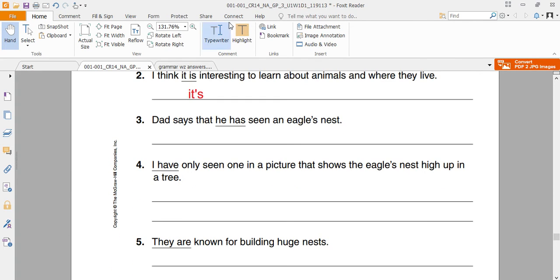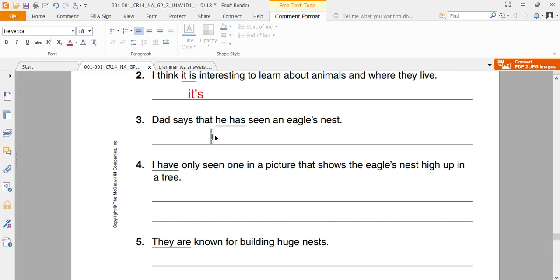Number 3. Dad said that he has seen an eagle's nest. He, yes, we drop the H and A and write apostrophe S. He's seen an eagle's nest.